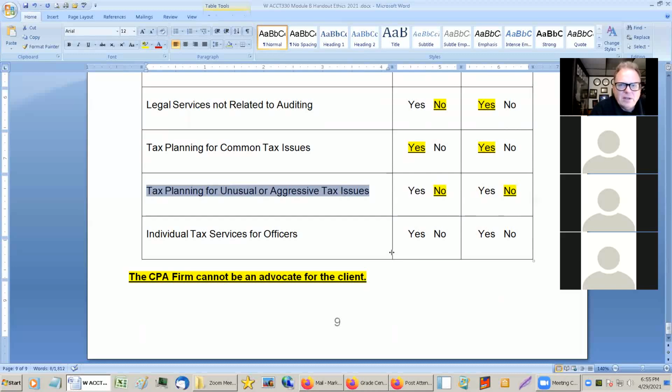And that's one of the things, you gotta let the client know, look, I can't go to the bank to tell the banker what a great person or a great company you are, whatever. So you cannot be an advocate. Individual tax services for officers.